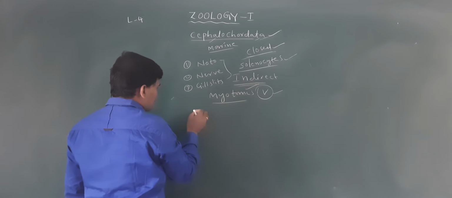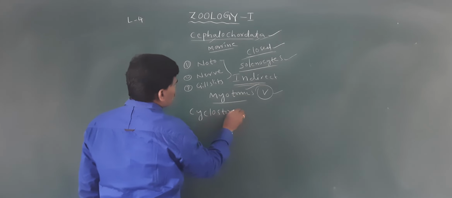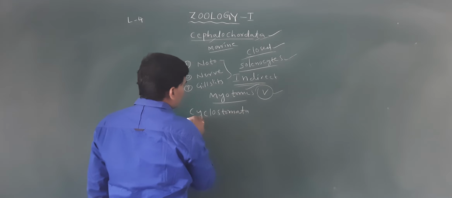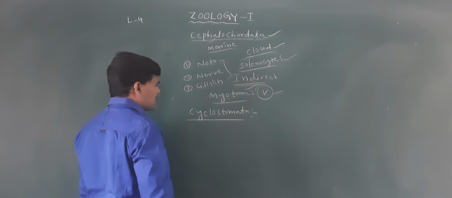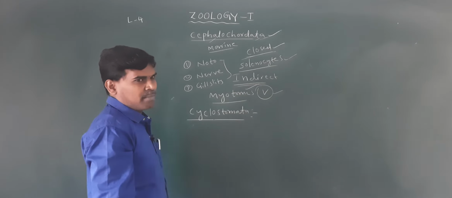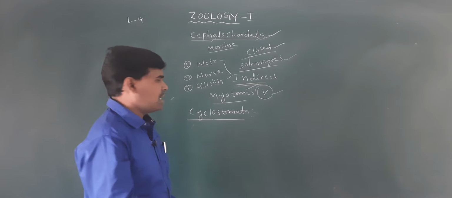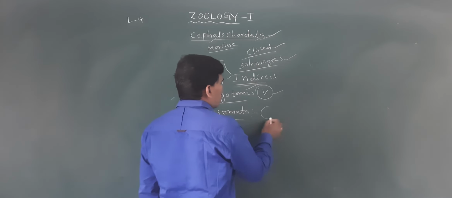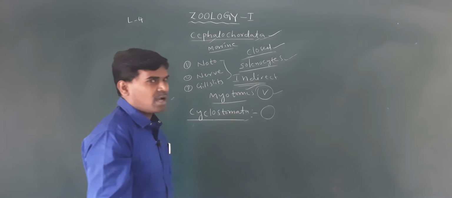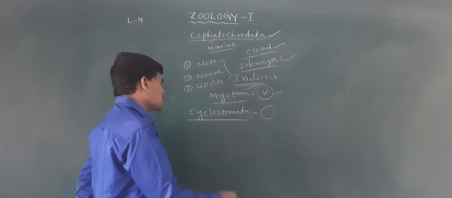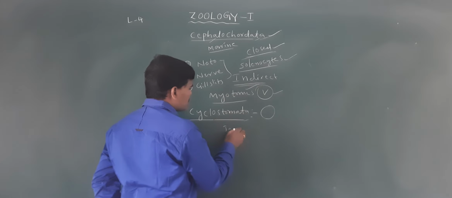Next, let us see Cyclostomata. Cyclo means circle, the circular type of mouth part, present in these jawless animals. The Cyclostomata are jawless animals.